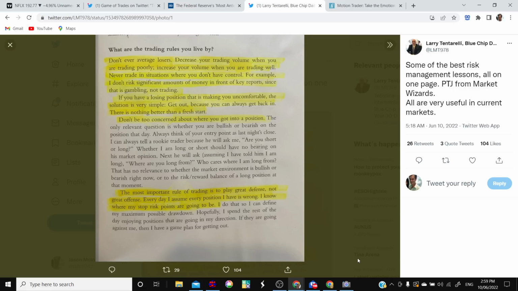And then reading from the last paragraph, the last highlighted section: the most important rule of trading is to play great defense, not great offense. It's classic trading wisdom. I talk about this all the time through Motion Trader, through my service.